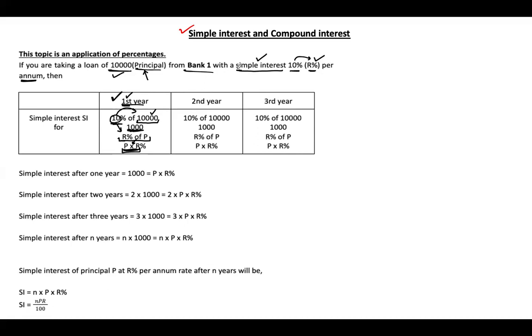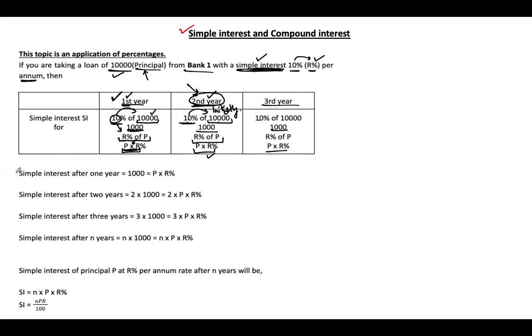Similarly, when we are talking about simple interest, in the second year as well, you'll get 10% on the same amount that you initially deposited in the bank. So again, 10% of the same principal gives you 1,000. This would also be R percent of P, which is PR percent. And mind it, this is simple interest for the second year. Similarly, simple interest for the third year will be the same, 10%.